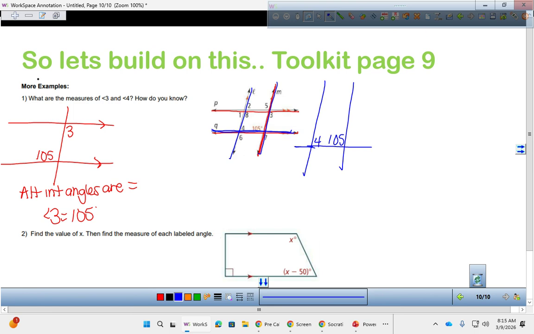So by picking apart this picture, it's a little easier to see the relationship between those two angles. These are same side interior angles. And same side interior angles are supplementary. So angle 4 plus 105 equals 180.